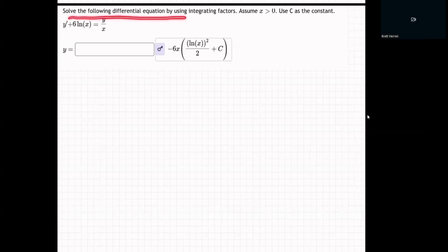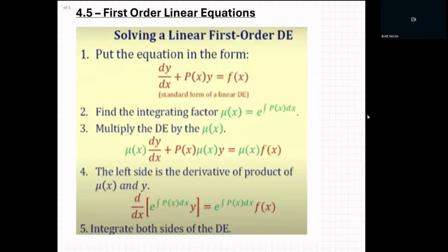Solve the following differential equation by using integrating factors. Assume x is greater than 0, c is the constant. How do we do it? Here's the steps from the notes.